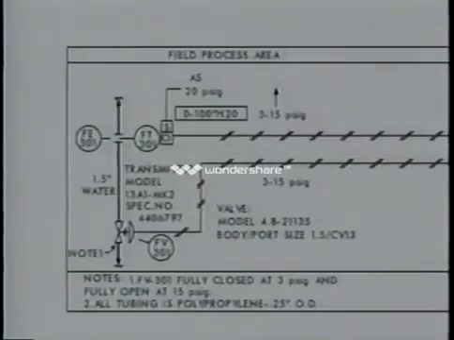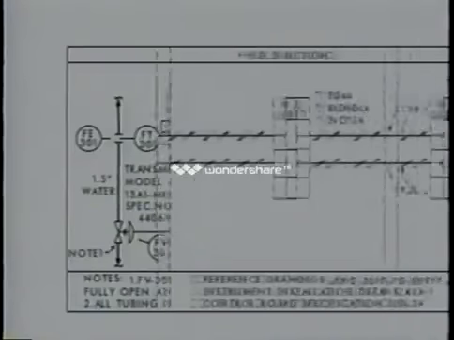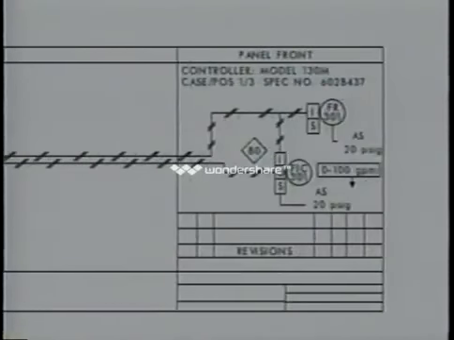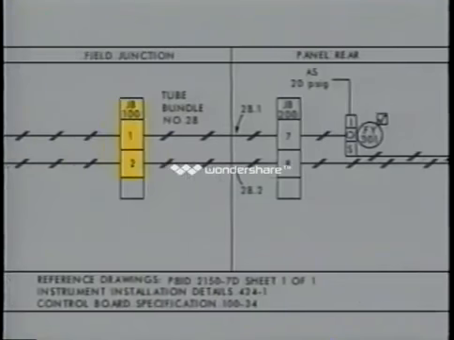Most of the symbols you'll see on an instrument loop diagram are the same as you've seen on P&IDs. But as you look at the loop diagram, you'll also notice other symbols that you haven't seen used before. These symbols represent connection points and junction boxes. They give you specific information about how the instruments in the loop are connected. Let's take a look at these symbols and what information we can learn from them.